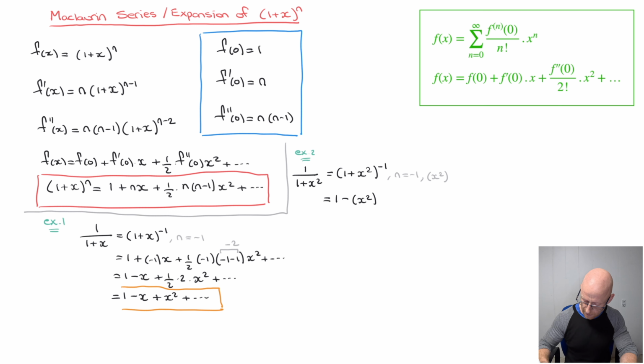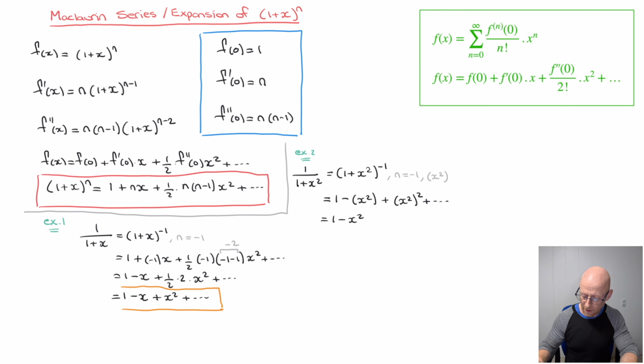1 minus, in parentheses, x squared, plus, in parentheses, x squared, squared, plus 3 dots. Now, you may be wondering why I bother with this pair of parentheses, because indeed, this first pair serves no purpose whatsoever, and I can just get rid of it. That's equal to 1 minus x squared.